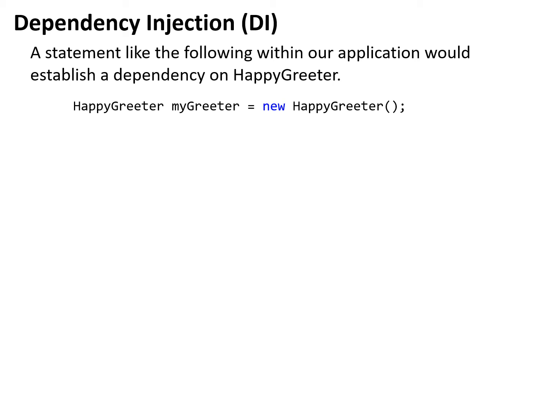With that line within our application, we would be establishing a dependency, because we are actually saying I am going to use happy greeter as opposed to the friendly greeter. So if I just mention happy greeter anywhere in my application, then my application is depending upon that one class called happy greeter. What we want is, we don't want that. We don't want our application to specifically say that it's going to use the happy greeter. We would like it to stay flexible.